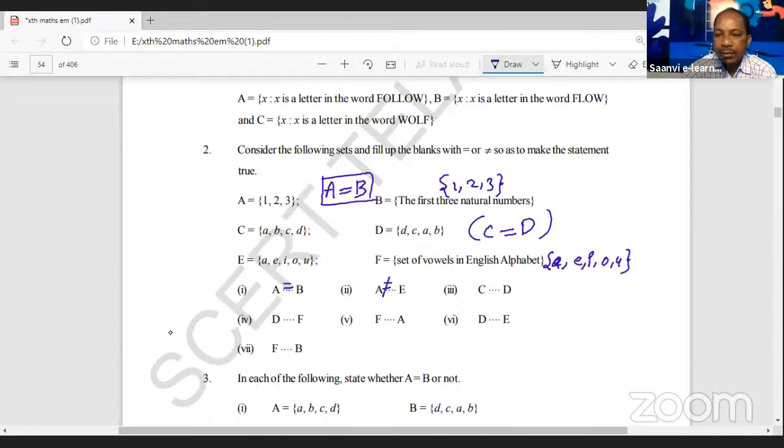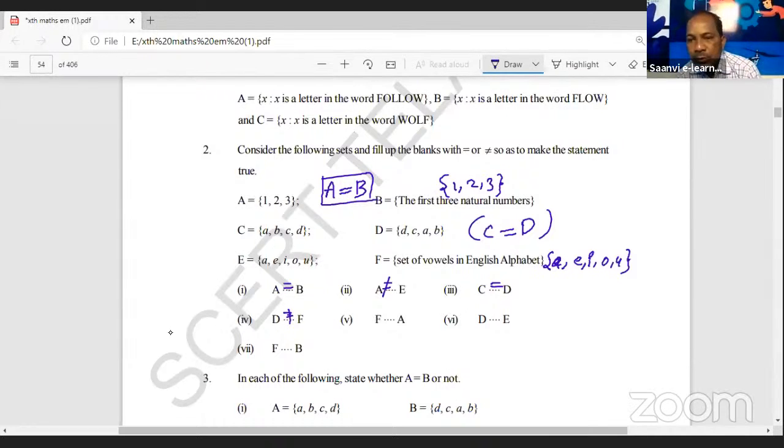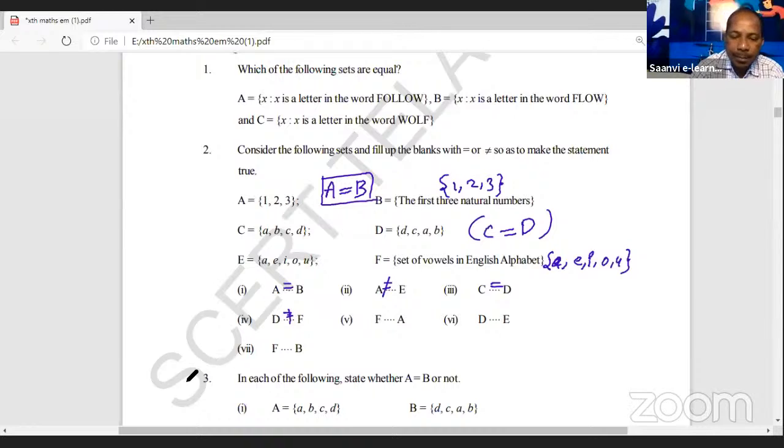Now C dash D given. Set C and set D, are they equal? Yes, they are equal. Next D and F given. D dash F. Are they equal, D and F? Set D given DCAB and F is given AEIOU. Are they equal? No, they are not equal. So like this, if the two sets are equal, write equal symbol. If they are not equal, write not equal symbol. Right? The same way remaining, you complete, children.